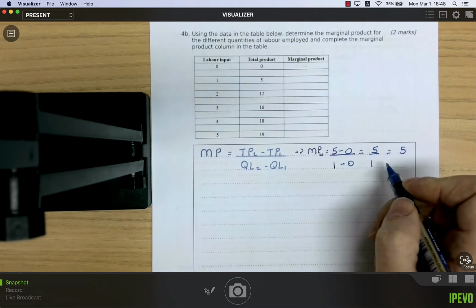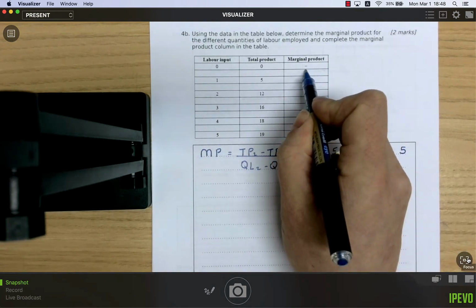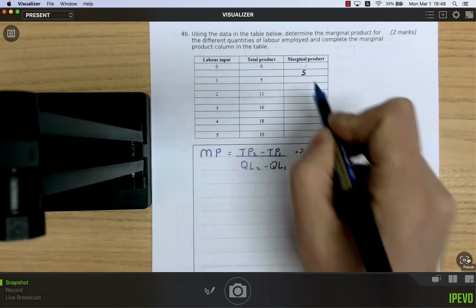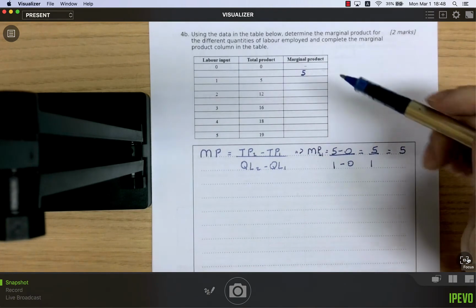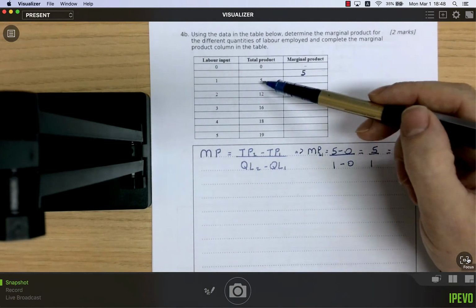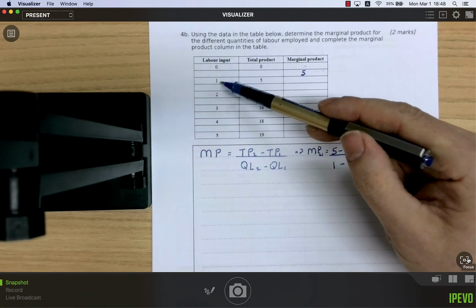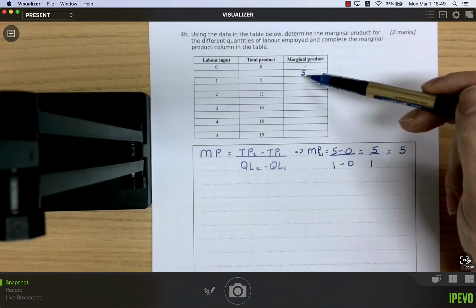Now, I like to write it here, but I'll show you how the IB likes you to write it. They like you to write it in between when you're talking about marginal product, but you're not going to lose any marks over that. All I'm saying is total product went from 0 to 5 after we hired one extra worker. How much extra stuff was that extra worker responsible for? He's responsible for 5. He's responsible for all of it.